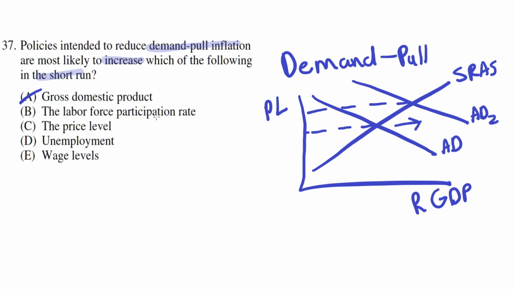B. Labor force participation rate. This is incorrect because shifting the aggregate demand left and right doesn't influence the labor force participation rate. So B is incorrect.